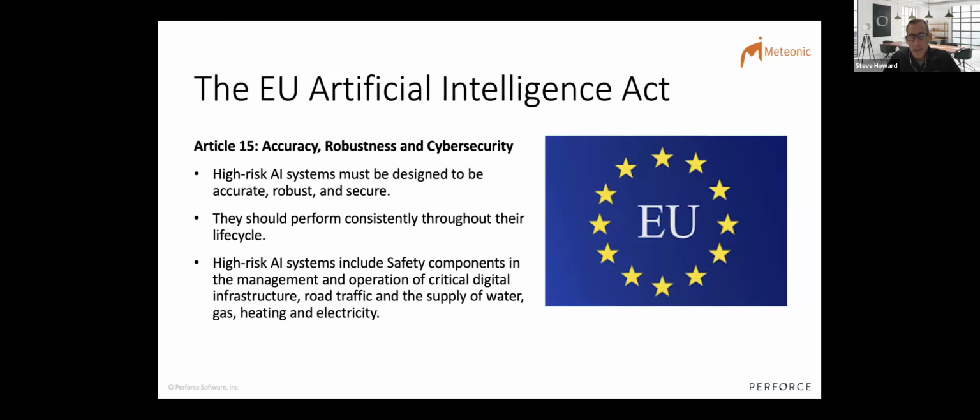If we're going to use them, they need to be reliable. Of course, we don't want the water supply stopping in our country, and they have to be secure because we don't want an external bad actor having control. So these are very important points, and it's how we deal with that from an AI perspective.